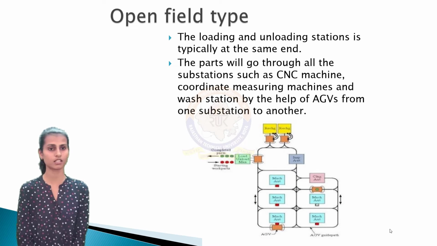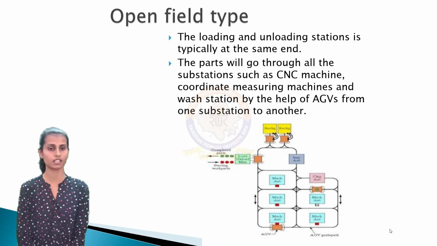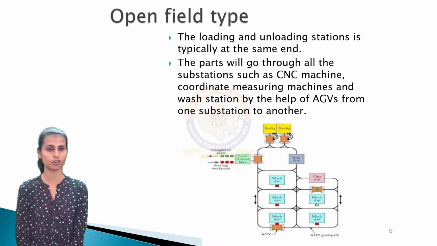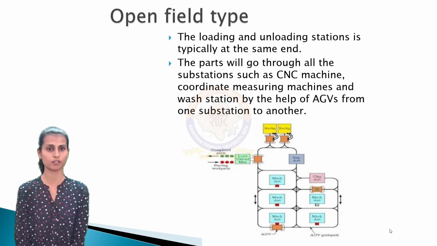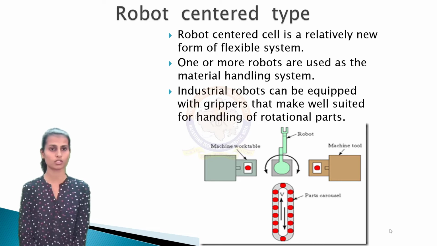Next slide please. Open field type. The loading and unloading stations are typically at the same end. The parts will go through all the substations such as CNC machine, coordinate measuring machine and wash station by the help of AGVs from one substation to another. Next slide. Robot-centered type.